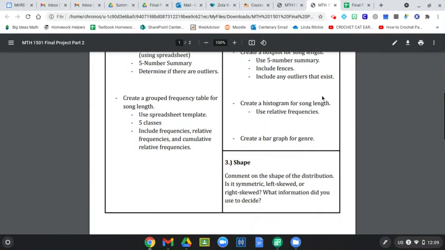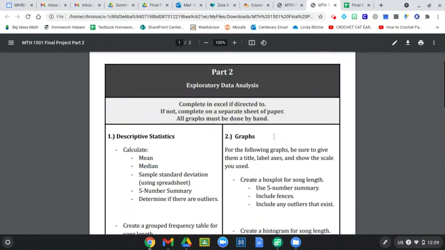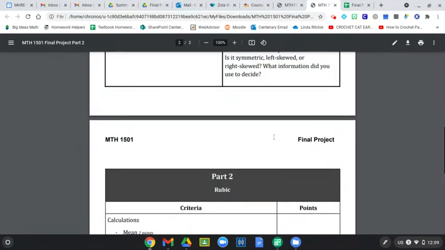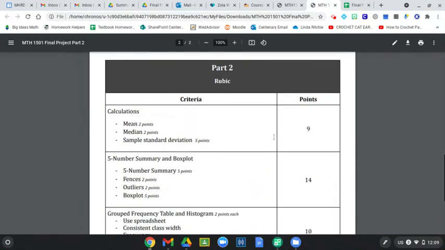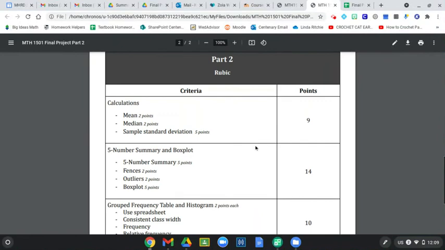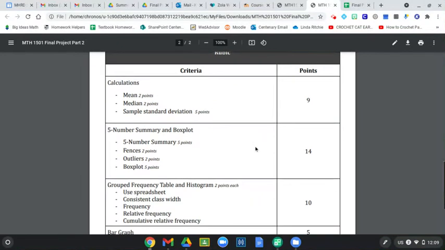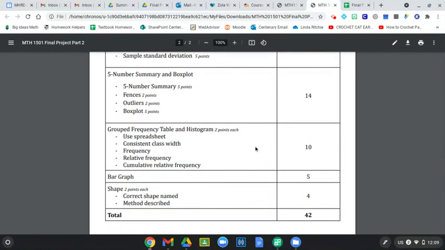All right, so that is the gist of part 2. This is probably the longest part, but you do have your spreadsheet to help you. And again, the second page has all your rubric here if you want to check out. If you want to check this out, see how many points it's worth, 42, which is the most of the 3 parts. And then, use this as almost a checklist before you submit.